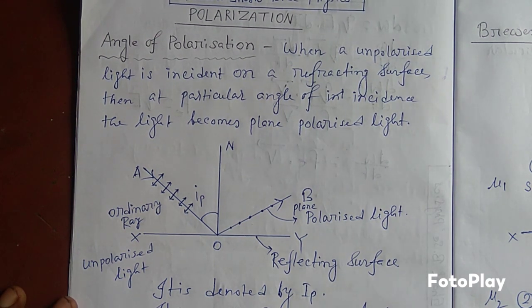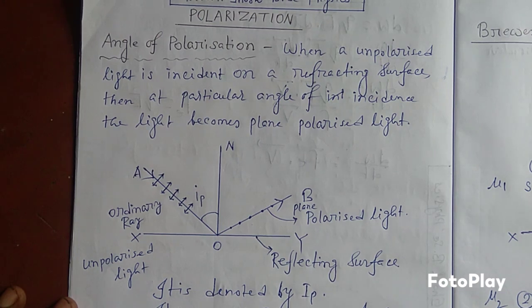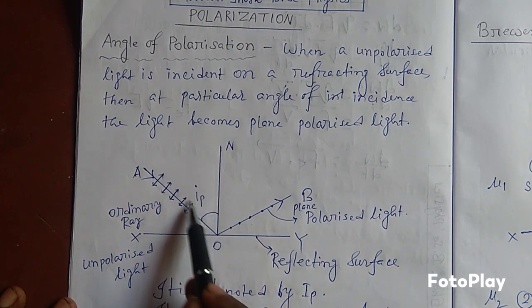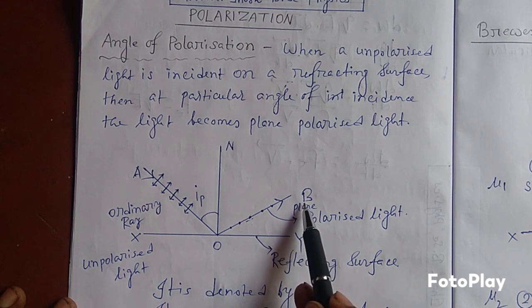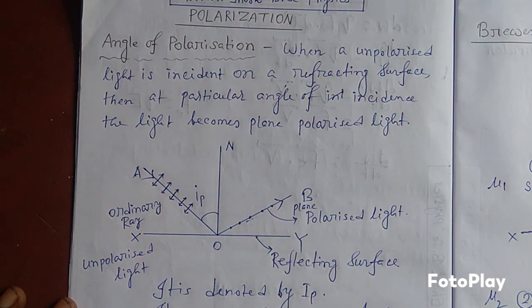So here we see that AO is the ordinary ray. At a particular angle of incidence, the light becomes plane polarized light. This particular angle is known as the angle of polarization.